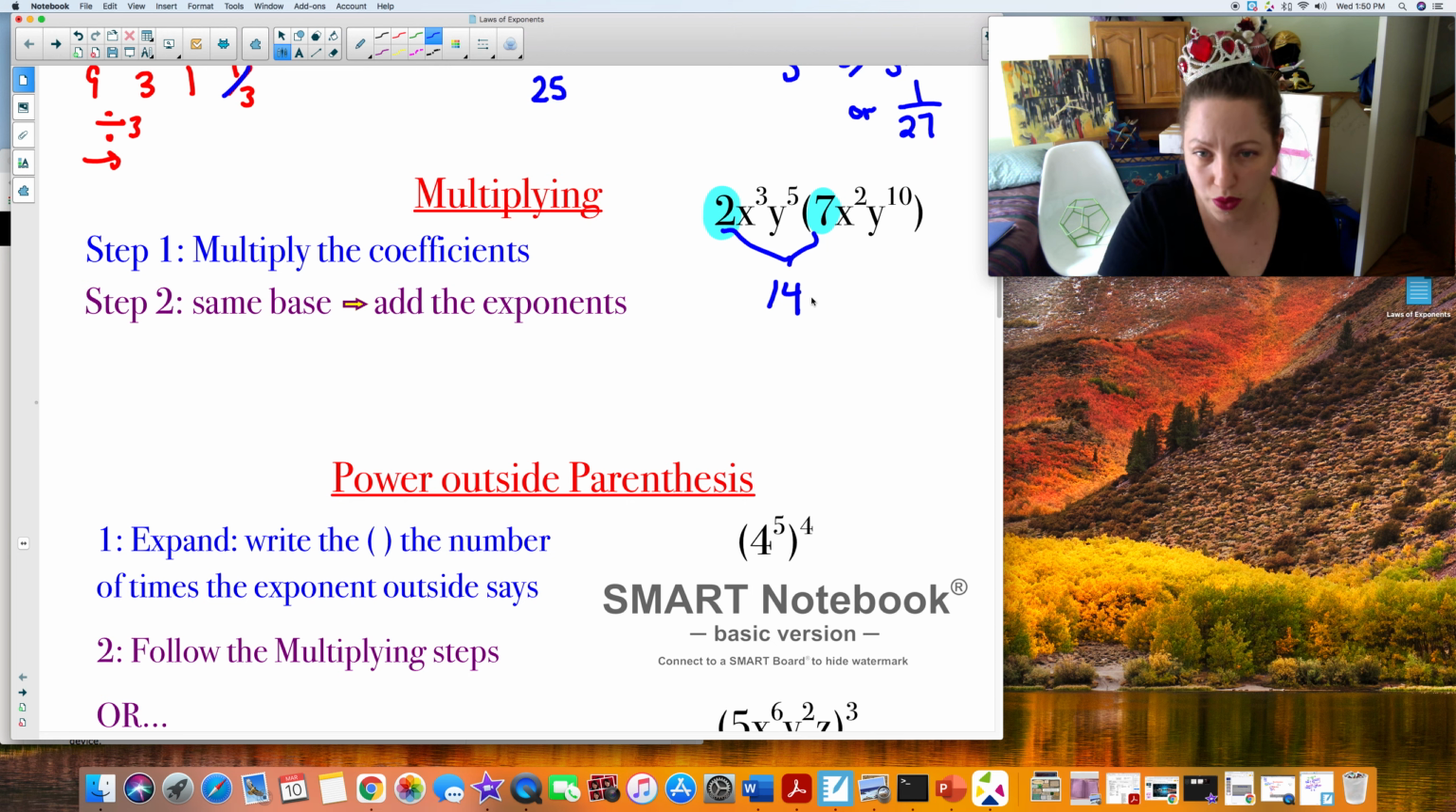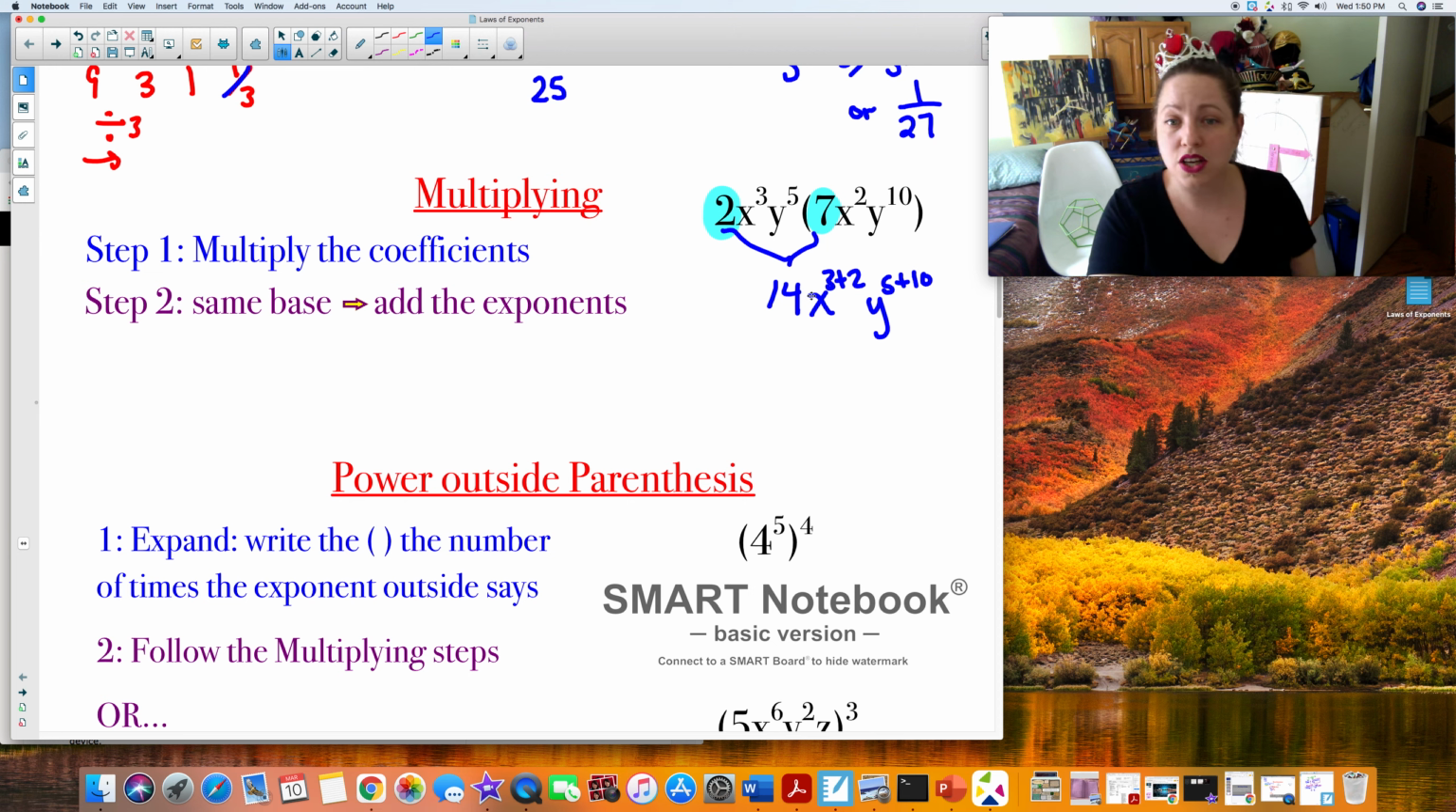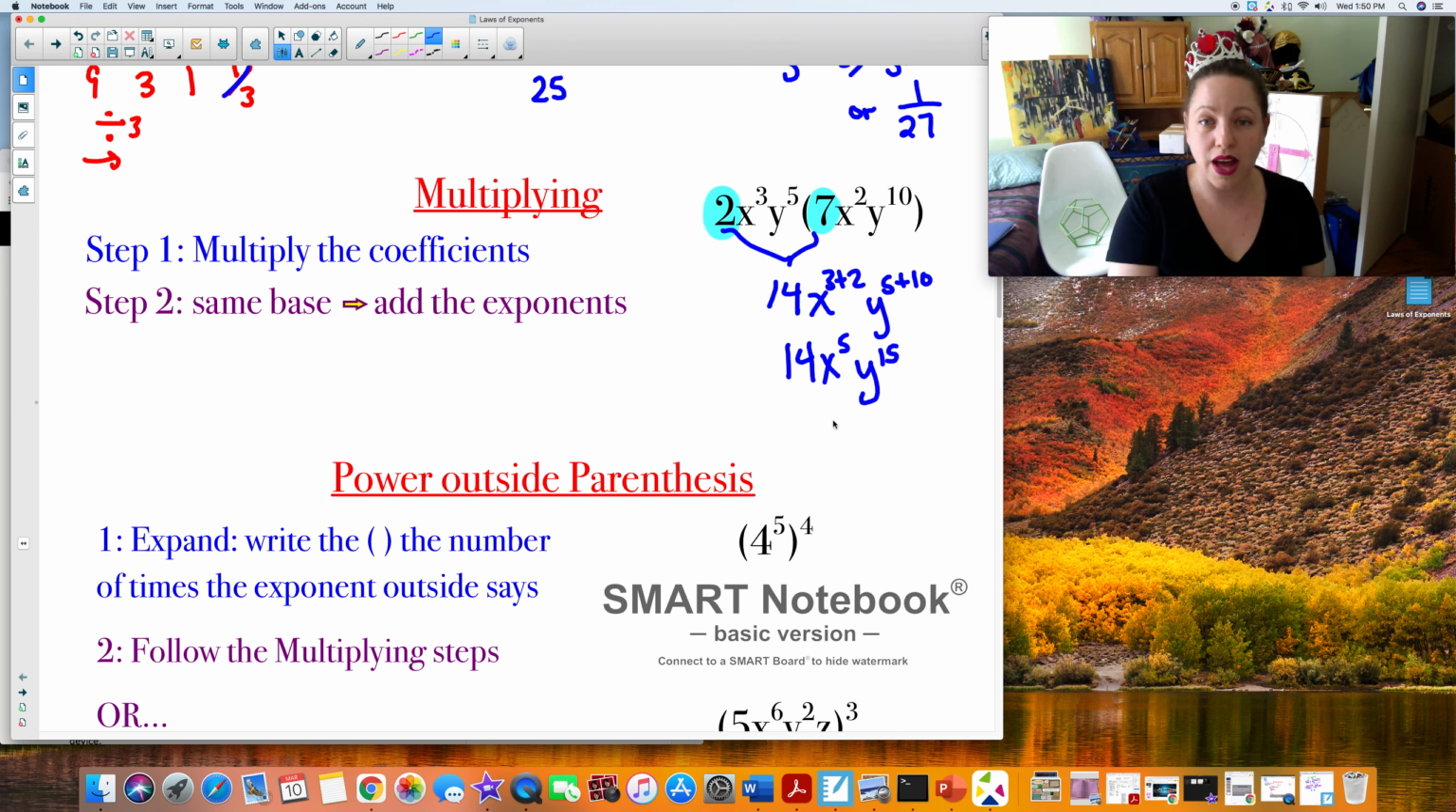So I'm just going to show what that looks like. The x has the 3 and the 2, so I'm adding those. The y has the 5 and the 10, so I'm adding those. Because you would have 3 x's here, 2 more here, that's 5 altogether. X to the 5th. You have 5 y's here, 10 more here, that's 15 y's being multiplied. That's how you simplify when you are multiplying.